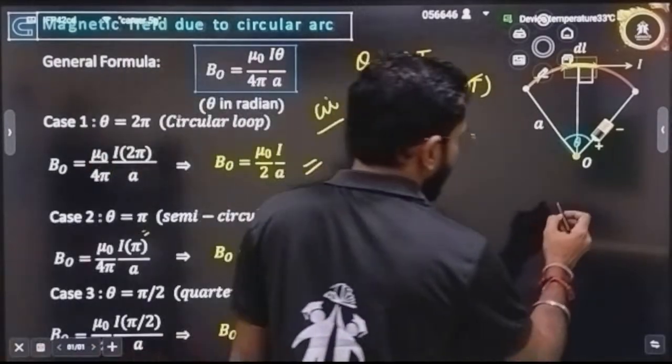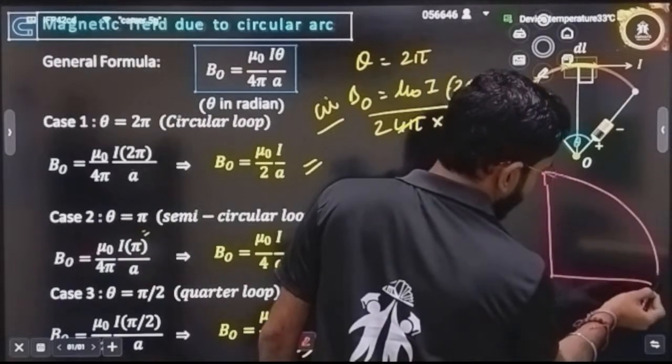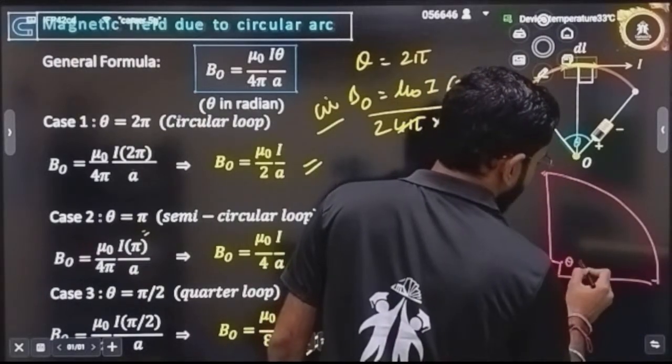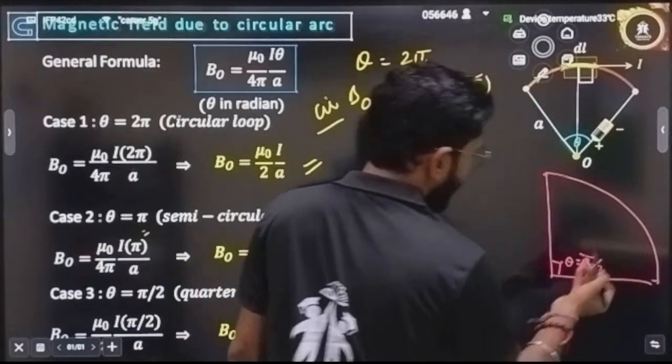For the quarter arc, how will you say it? How is the quarter arc looking? Can you say what kind of shape it is? Theta is equal to how much? You can say directly either pi by 2 or 90 degrees.